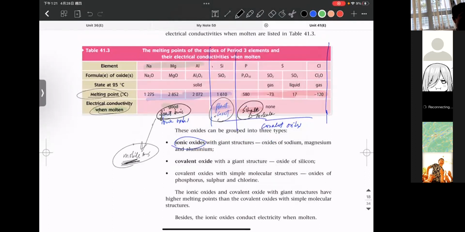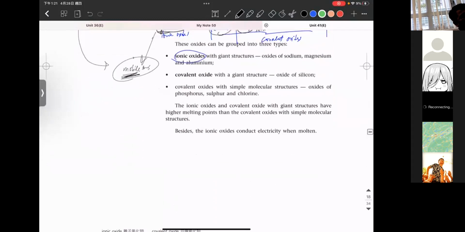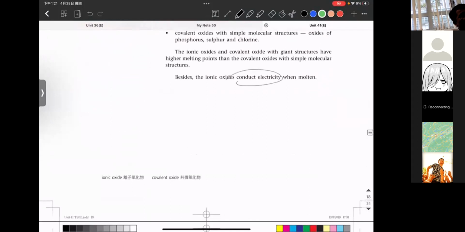So it is easily seen that for the giant metal ionic structure, when molten, those substances will have conductivity.